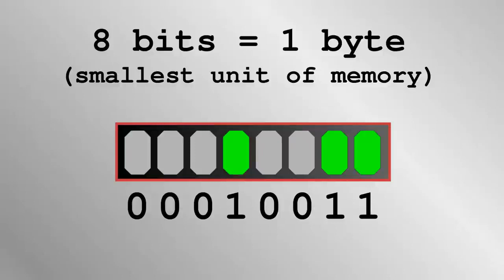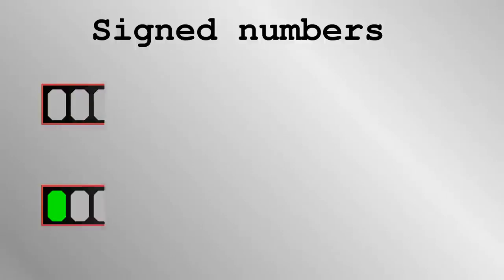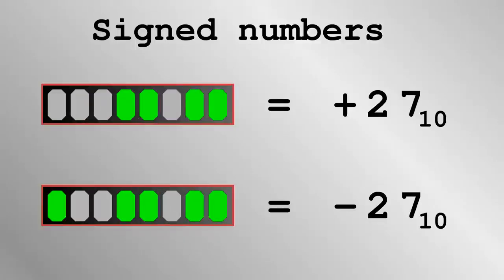No matter of how many bytes a number is comprised, one of its bits can be set aside to denote a plus or minus sign. When a number is signed in this way, if the leading bit is 0, then the number is positive. If the leading bit is 1, then the number is negative.